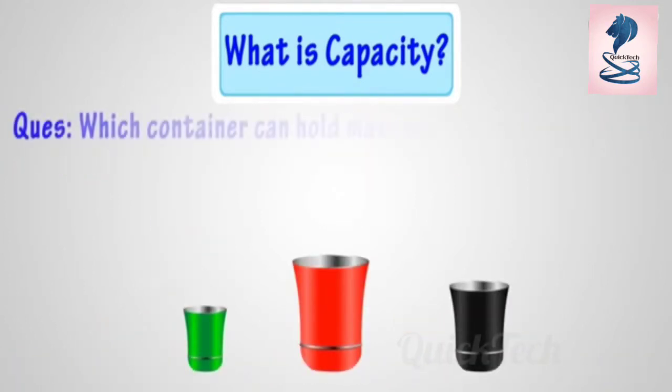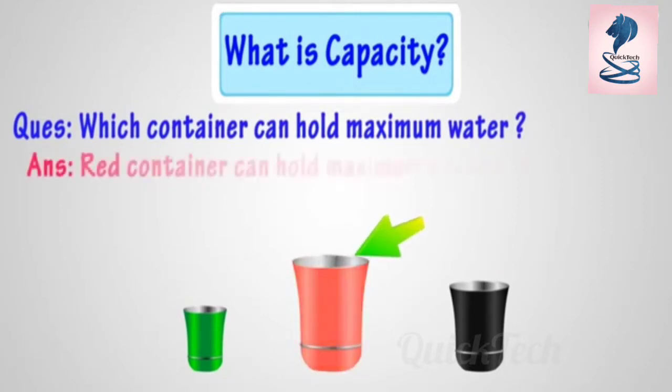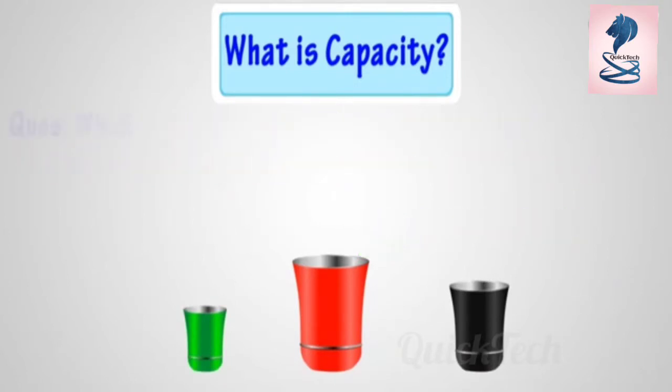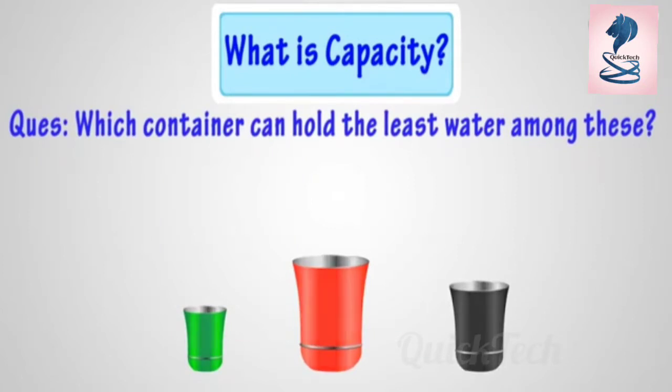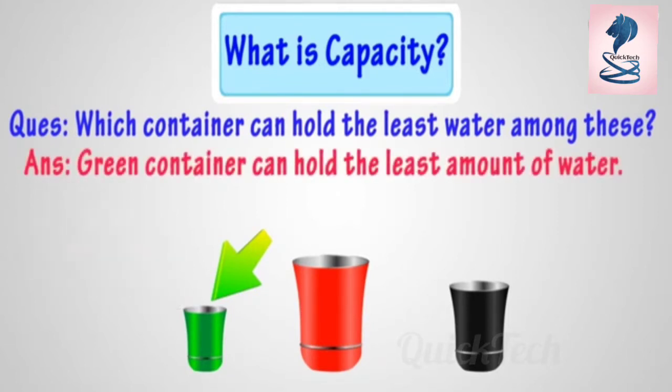Now, which container can hold the maximum water? Yeah, red container can hold the maximum water. So we say red container has the maximum capacity among these containers. Now, which container can hold the least water among these? Green container is smallest, so it can hold the least amount of water. So, green container has the least capacity among all the containers. Now, kids, you know what is capacity.